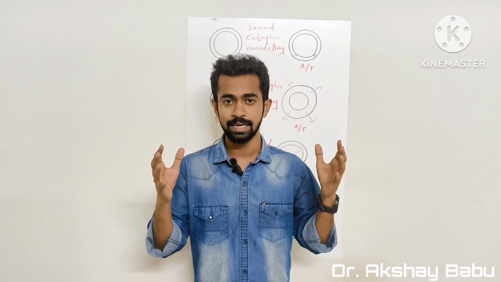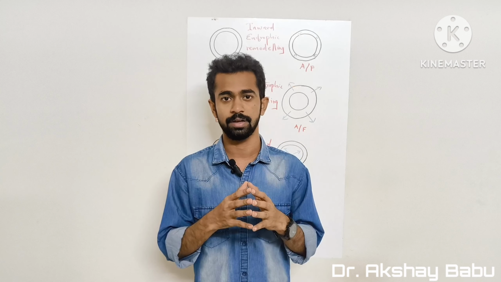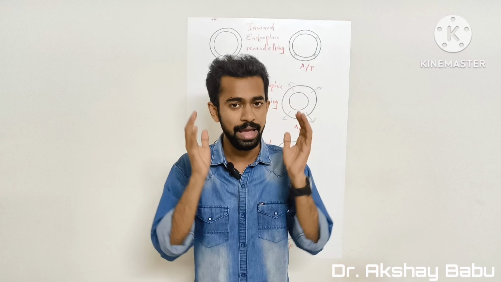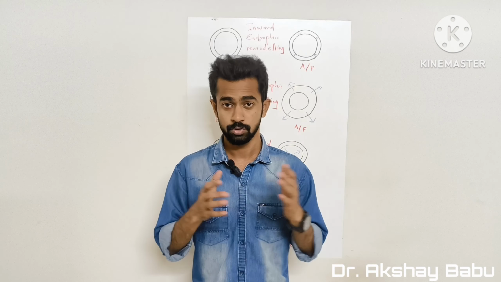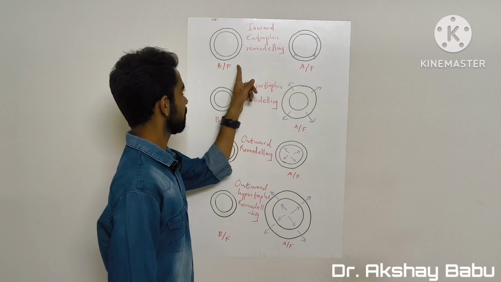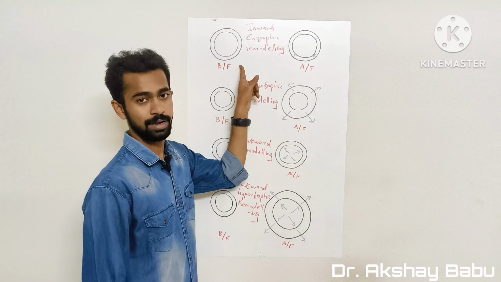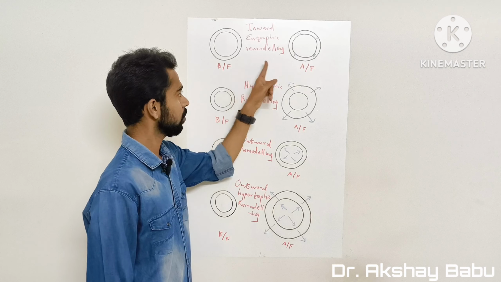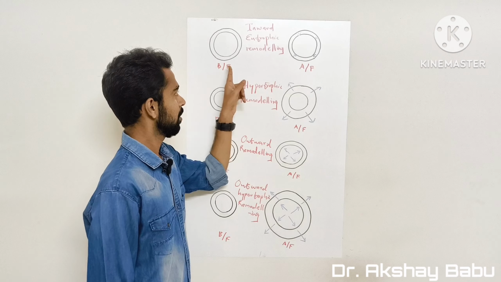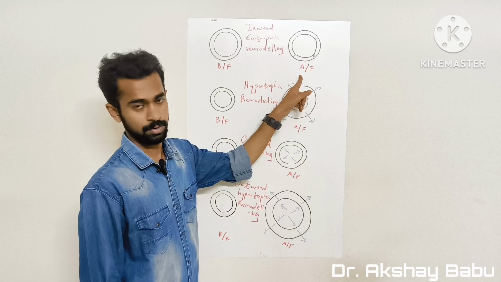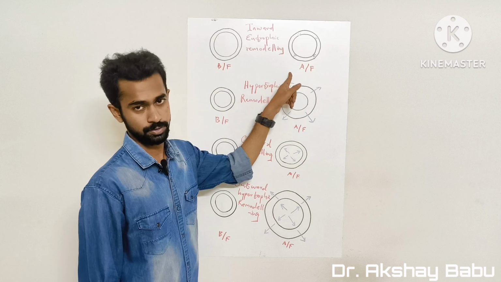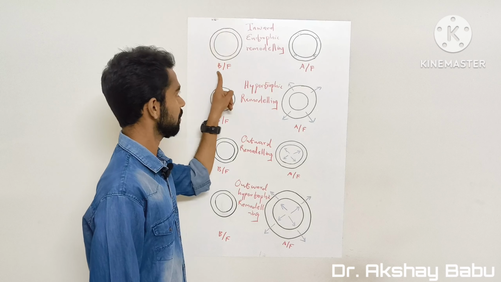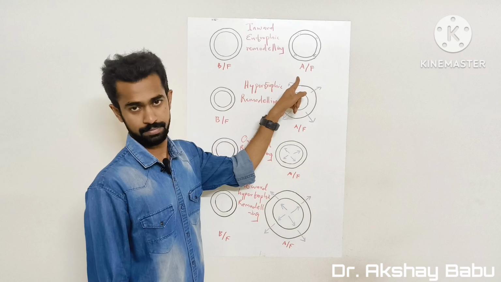Here in this inward eutrophic remodeling, no changes occur in the total cross-sectional area of the vessel wall. So you can see in this figure, this represents the inward eutrophic remodeling. Here you can see no changes have occurred before and after the increase in blood pressure. That is, the total cross-sectional area remained the same.